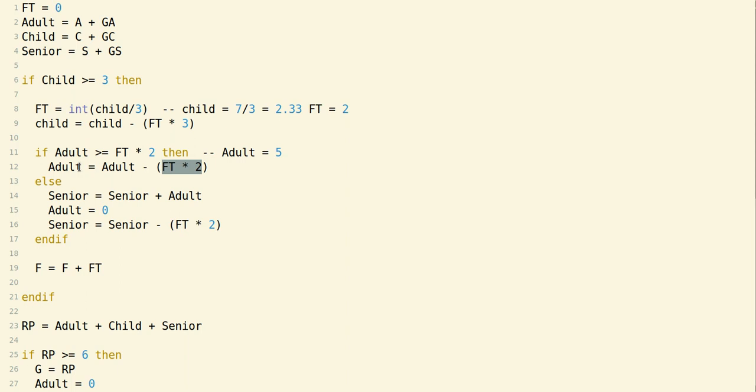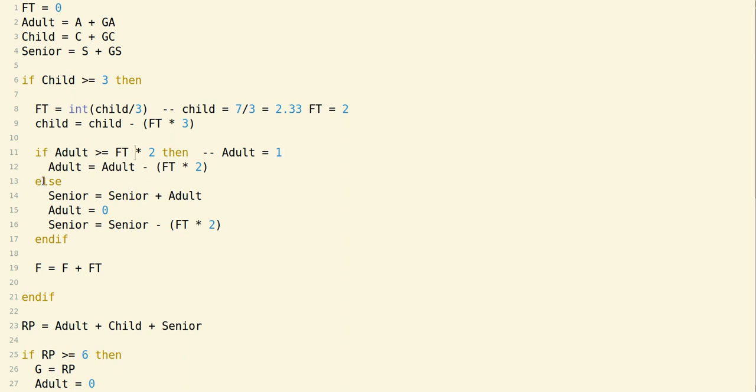So that 1 has to be offered as a single ticket, while the 4 from this 5 would be combined into forming family tickets. So this is the case when the value of adult is greater than or equal to ft multiplied by 2. If we do not have enough adults to form family tickets, let's take some other sample values. Let's say the value of adult is 1. Now this condition will become false.